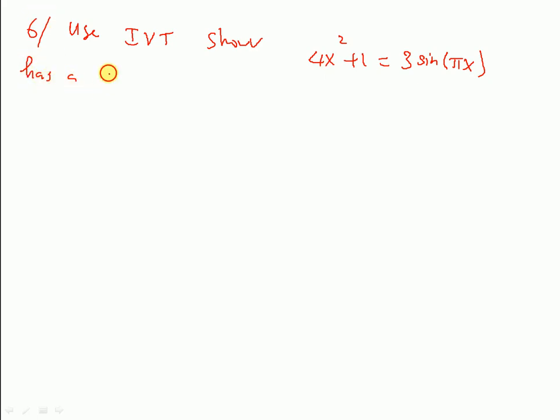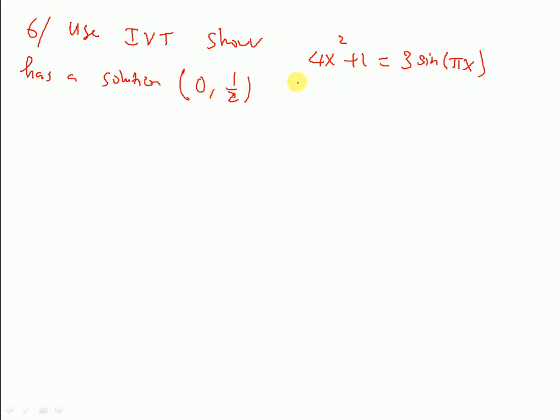Okay, this next question, number 6. They said to use the intermediate value theorem, or IVT, to show that the equation x squared plus 1 equal 3 sine of pi x has a solution on the interval 0, 1/2. So remember, for the intermediate value theorem, we have to show at the two endpoints that if one value is negative and the other value is positive, then the function must go through the middle, which is the 0. So that equation has a solution for the 0 or the root.